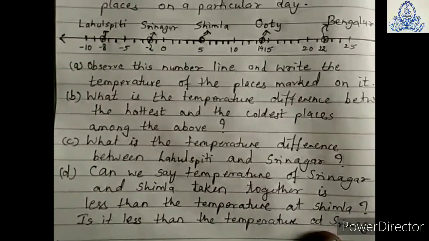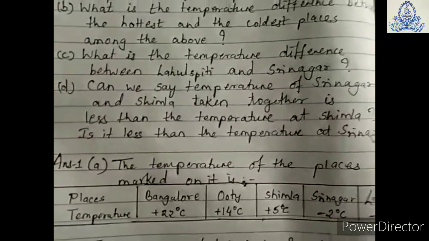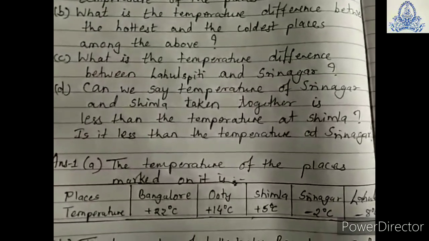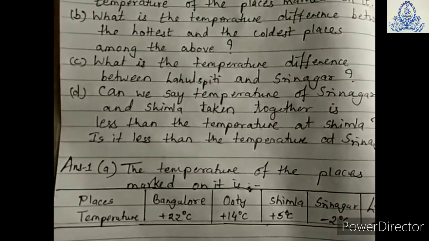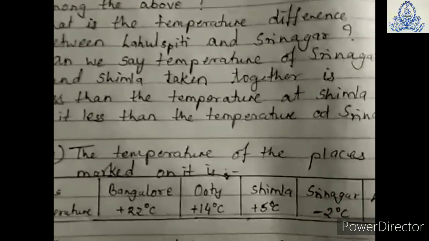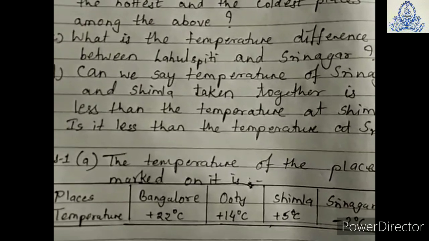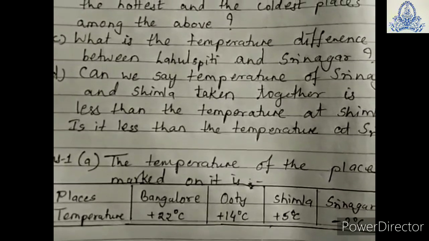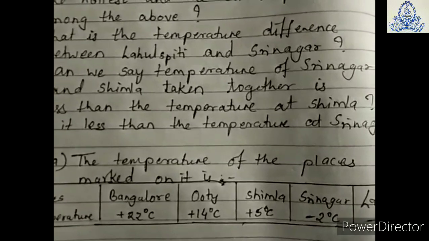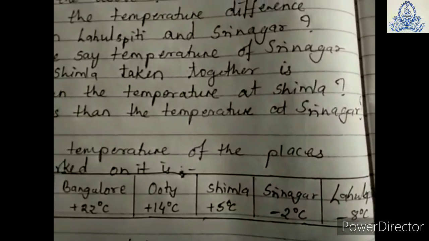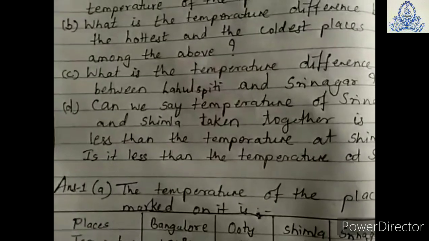After marking this, according to question number 1, they have asked us to observe the number line and write the temperature of the places marked on it. So you will write in the format of a box. Bangalore is having 22 degrees Celsius temperature. Ooty is having 14 degrees Celsius. Shimla is having +5 degrees Celsius. Srinagar is having -2 degrees Celsius, and in the same way Lahaul Spiti is having -8 degrees Celsius. So you have got the first answer.